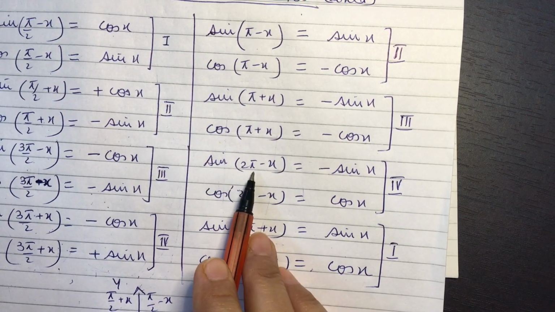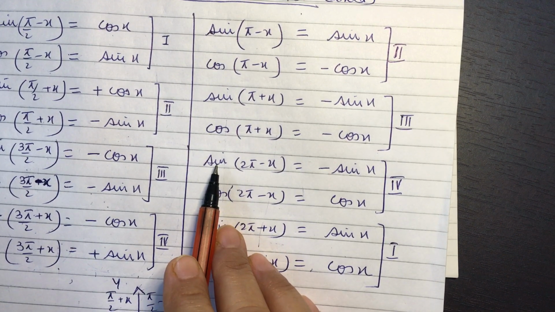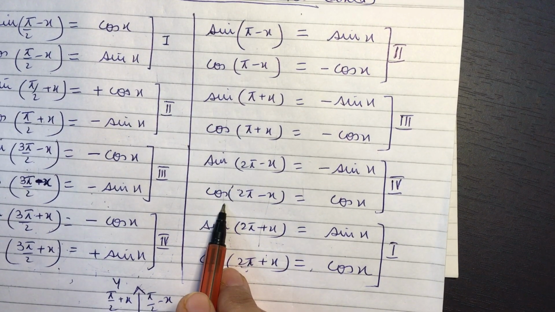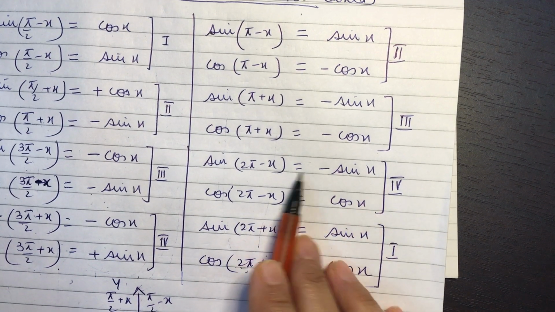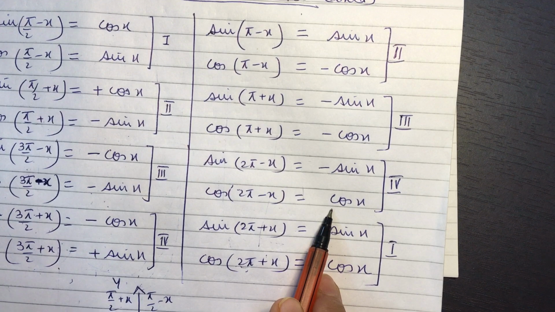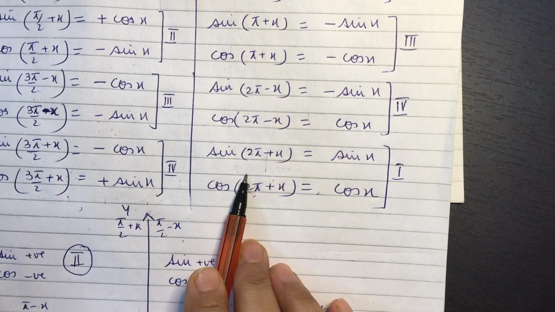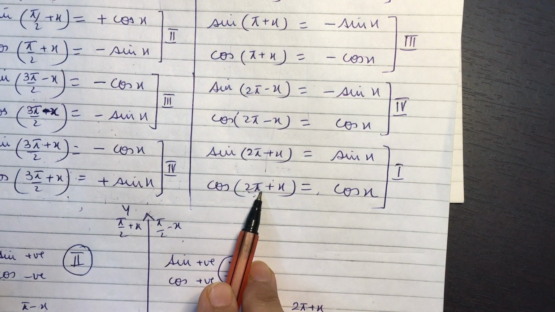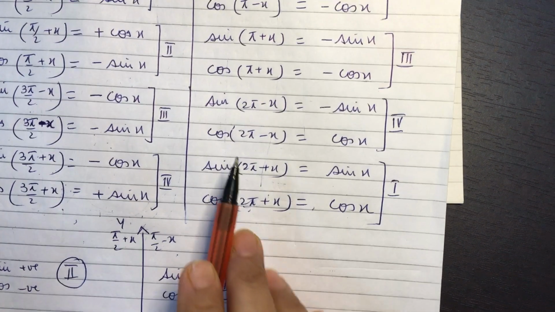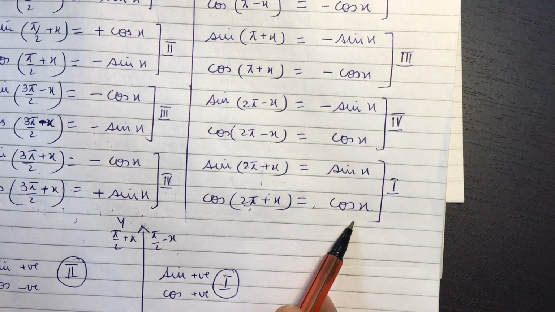In case of 2 pi minus x, which belongs to the fourth quadrant, we know that sine is negative and cos is positive, and hence for sine we are getting a negative result, for cos a positive result. And 2 pi plus x belongs to the first quadrant, where both are positive, and so you get both the results as positive.